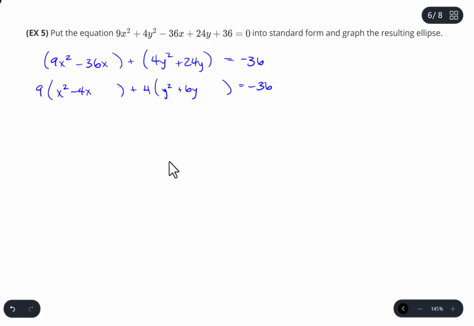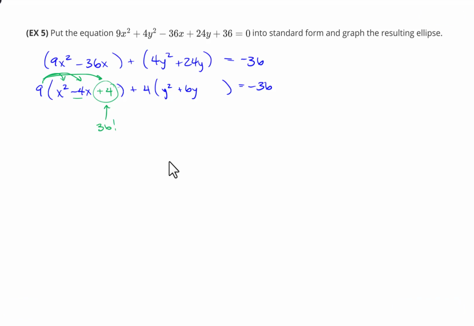Now, in completing the square, take the coefficient multiplying x, divide it by 2, so that would be 2, square it, that gives me 4. Now be careful, if I'm adding 4 right here, everything in this set of parentheses is being multiplied by 9. So I'm actually adding 36 to this side of the equation. So to keep everything balanced, I have to add 36 over here to this side.